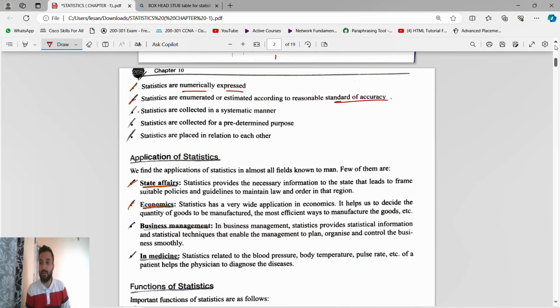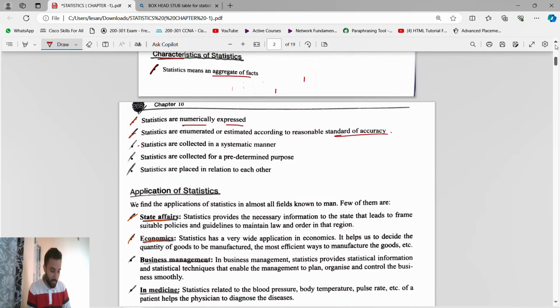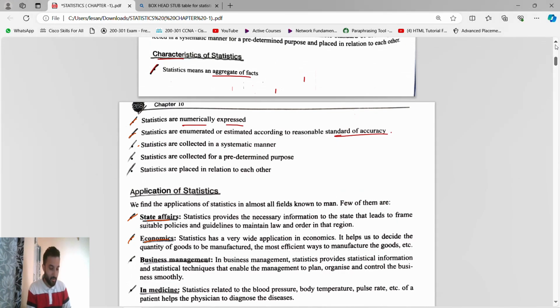Guys, see, in stats the main thing is that we cannot get accurate data. (Students: Sir, what are you saying? Why won't we get it?) Okay, why won't we get accurate data?